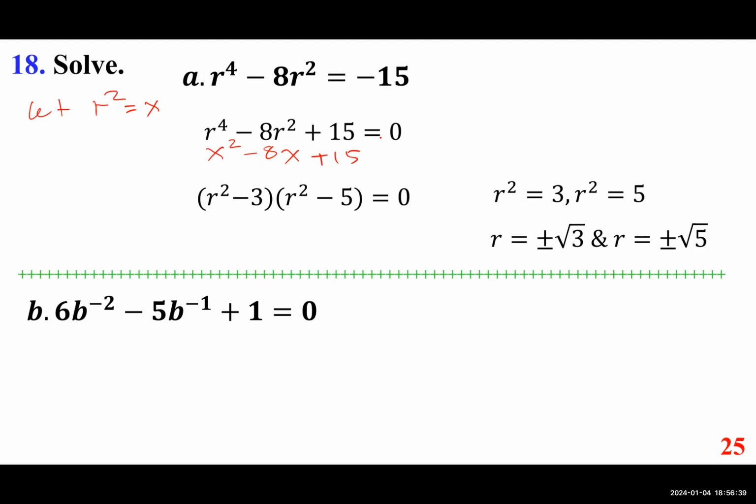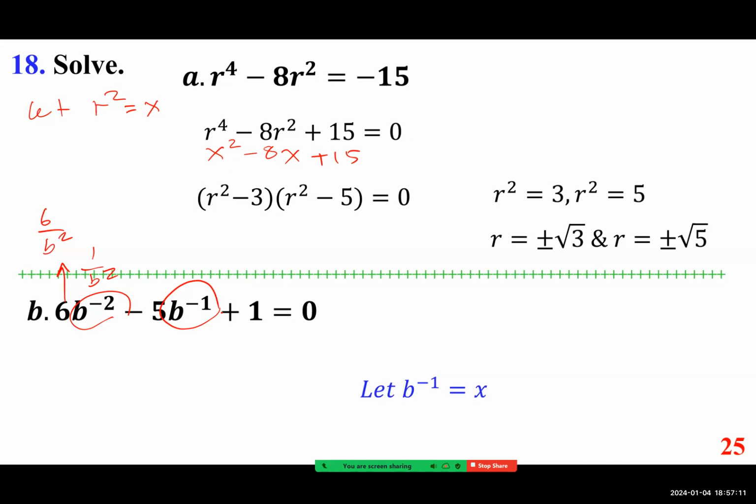In part B, you really have two choices. You can see that this really means 1 over b squared, or this means 6 over b squared. So you have a choice. You can multiply both sides by b squared. We did that in one example involving x. I want to show you specifically the substitution method by letting b to the power of -1 be something. So we're going to use any variable except b, for example, x.